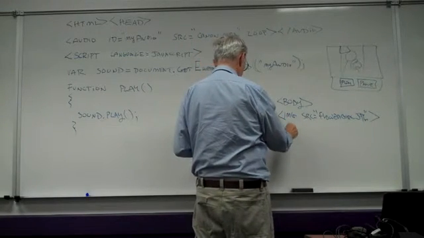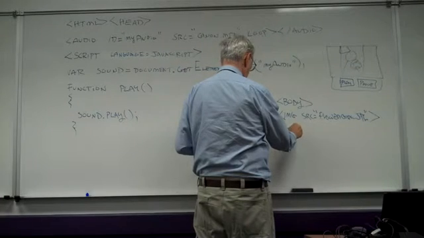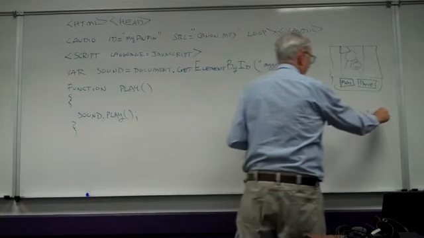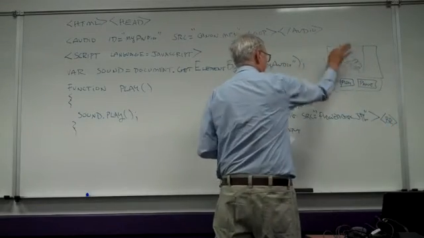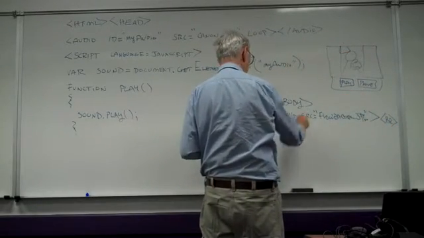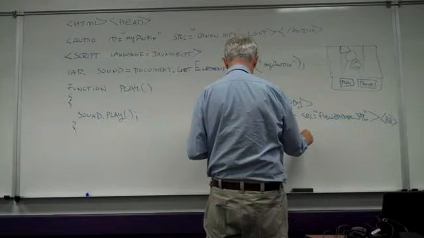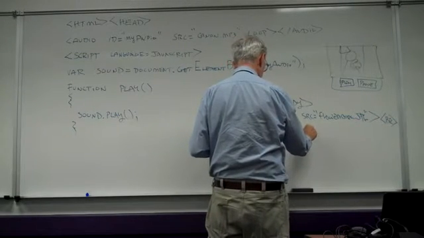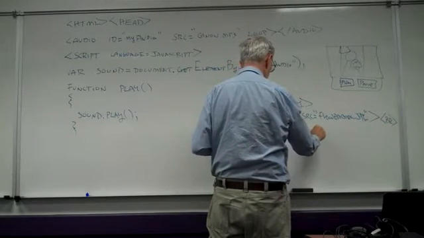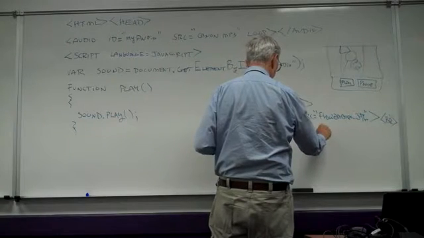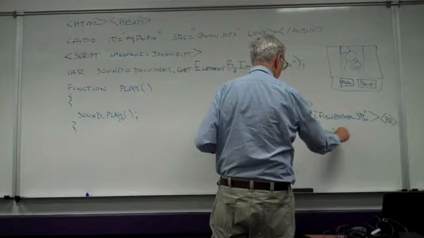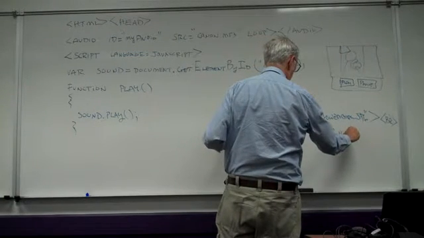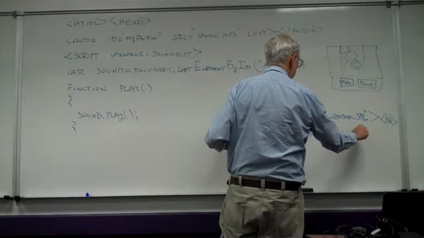Okay, first one, I have an input button. By the way, I would have to have a BR here to have the picture on top of the buttons. And it should be centered, really. But anyway, I got input, type equals button, and value equals play.